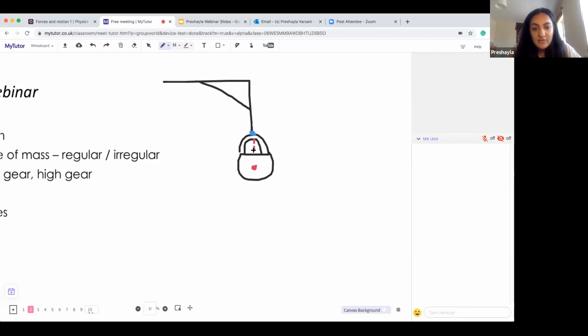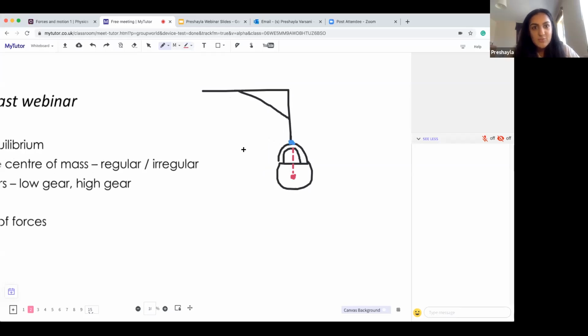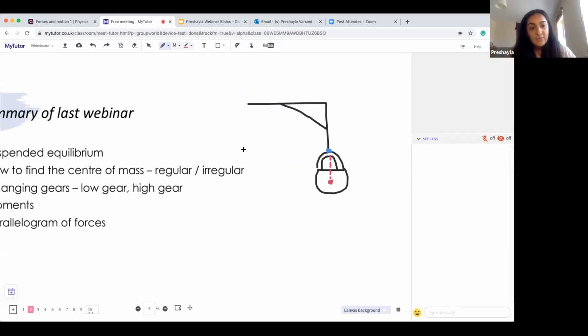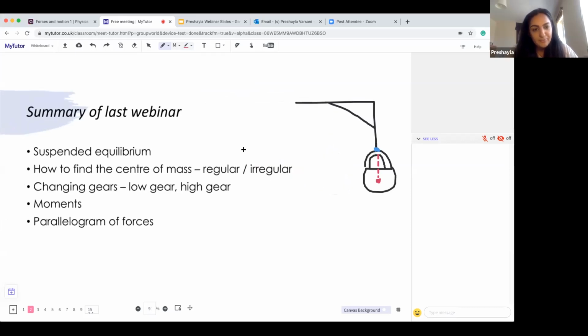So we can see that the object's center of mass in pink lies directly below the point at which it hangs. Seems obvious because we see it so often in day-to-day life, but it's just giving it a more formal definition, which is suspended equilibrium.